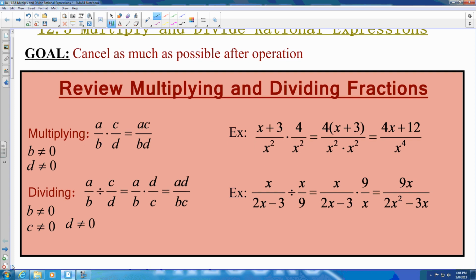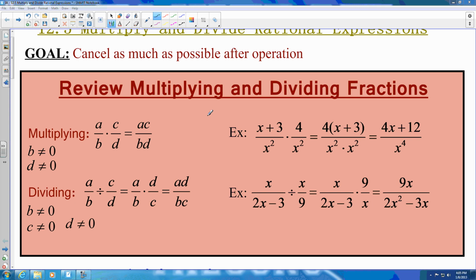Dealing with multiplying and dividing, unlike when you add or subtract, you must multiply both the numerator and the denominator. So if you look at our example where it says a over b times c over d, we know that this equals ac over bd.